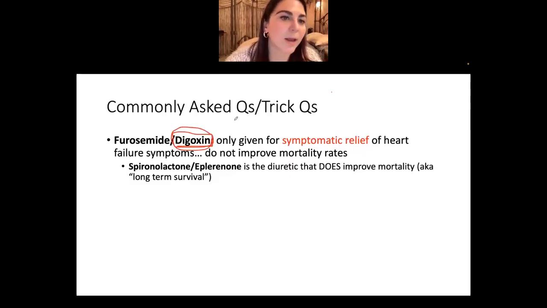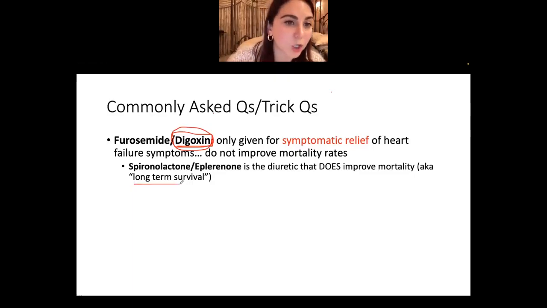Digoxin, as well as loop diuretics like furosemide, these are only given for symptomatic relief of heart failure. They absolutely do nothing for mortality. That's why you don't usually just give digoxin or you don't just give furosemide to a patient with heart failure. You have to give them something that's going to stop that cardiac remodeling.